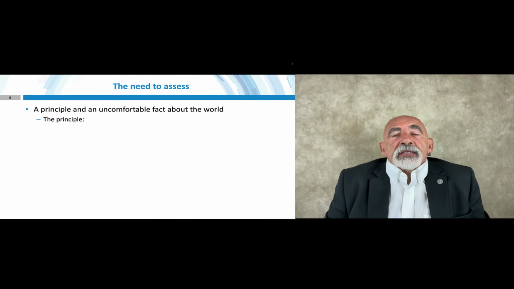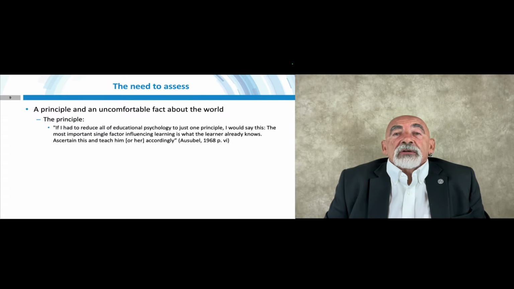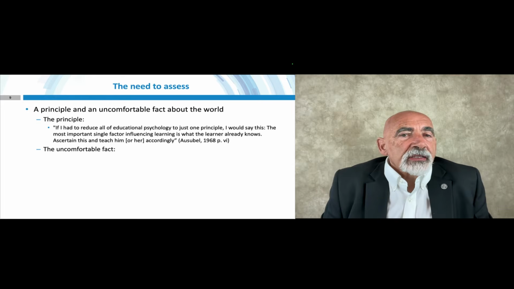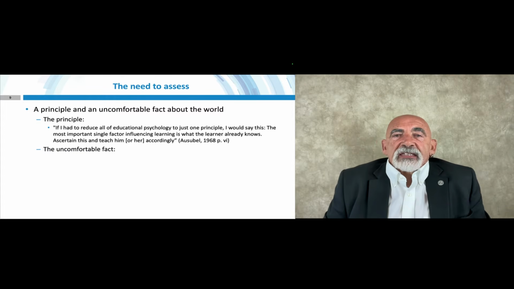If I had to reduce all of educational psychology to just one principle, I would say this: the most important single factor influencing learning is what the learner already knows. Ascertain this and teach accordingly. In other words, our teaching should start from where the students are. Obvious, isn't it? Why is it so hard to do that? Because of the uncomfortable fact about the world.